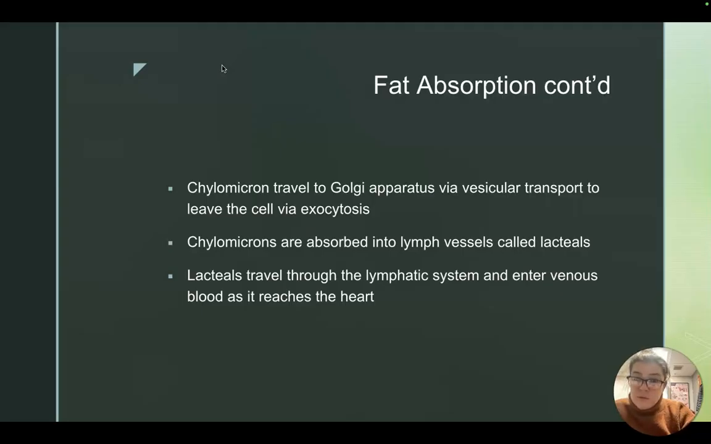So these lymph vessels called lacteals pick up those chylomicrons, and they transport them through the lymphatic system and into the venous supply, and basically those digested fats reach the heart, which in large amounts can result in some serious health issues.